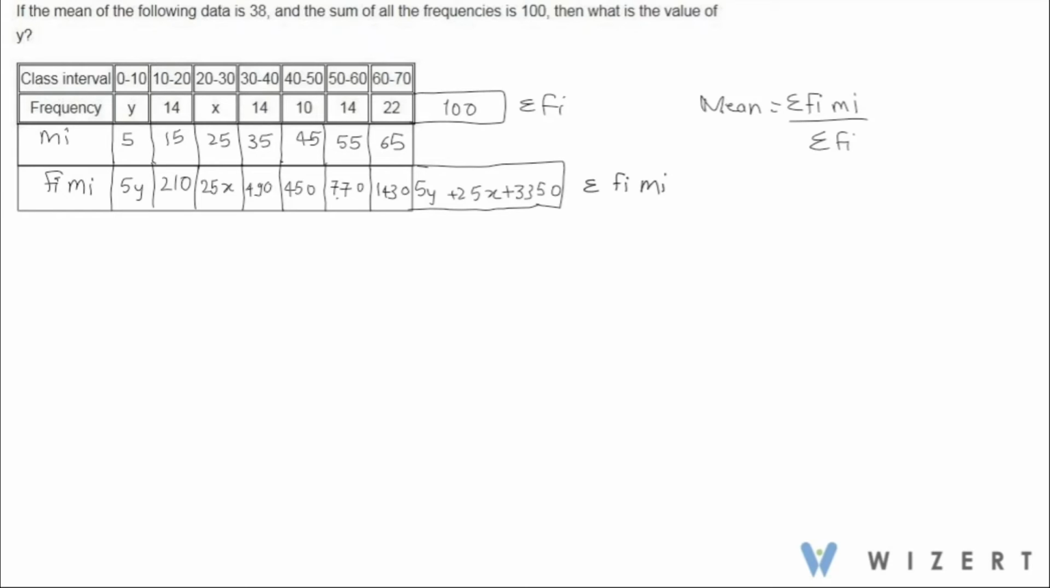Now we are given that all of these add up to 100, that is all the class frequencies. So x plus y plus 14 plus 14 plus 14 is 42. 42 plus 22 is 64. 64 plus 10 is 74. So we have x plus y plus 74 equal to 100. So x plus y equals 100 minus 74, which is 26. So we can write x as 26 minus y.